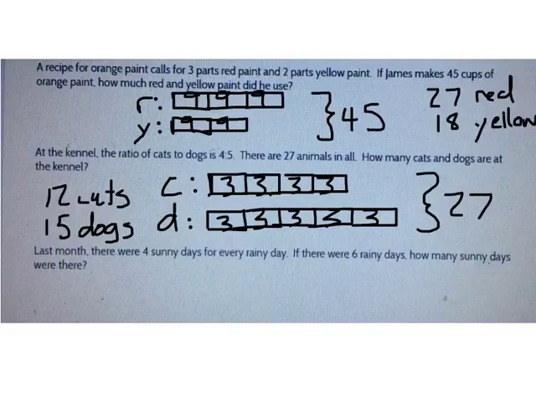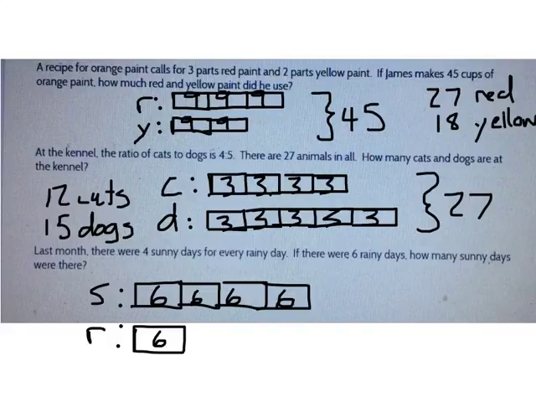Last month, there were 4 sunny days for every rainy day. If there were 6 rainy days, how many sunny days were there? Go ahead and solve that problem now. There were 24 sunny days.